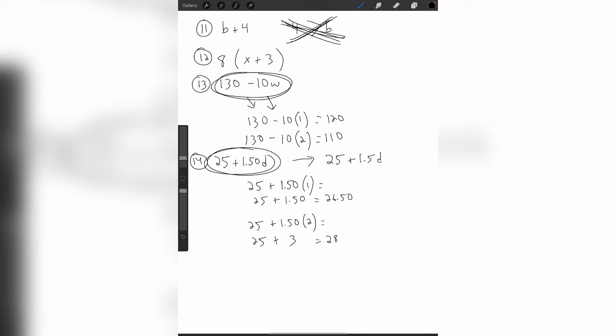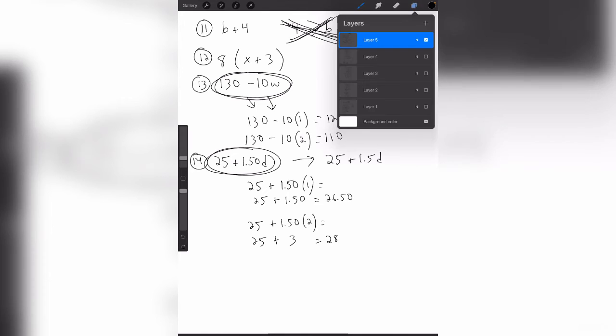All right, number 15. Actually, you know what? I'm going to go ahead and just add this on the next one, so that way I'm not trying to squeeze it on there. All right, 15. Number 15 says evaluate the expression for the given values of the variables.